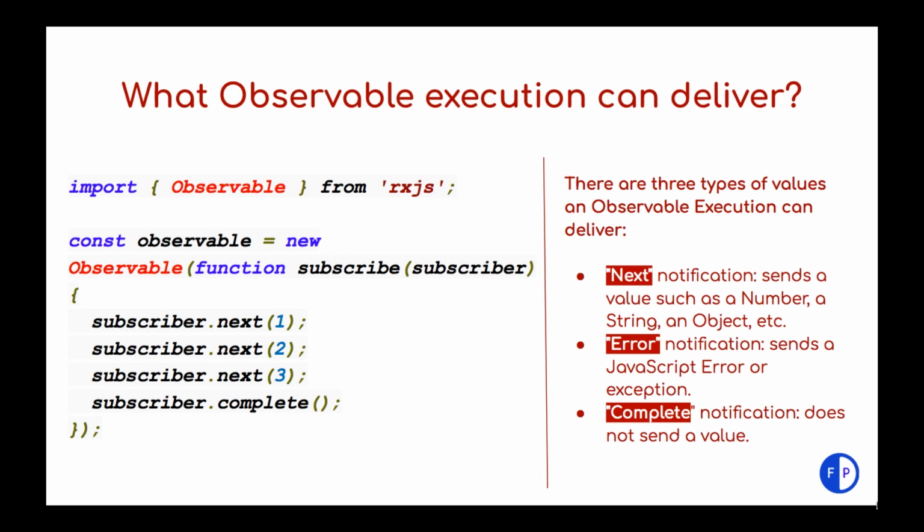And once you are done with that observable, you can trigger complete. It does not send any value. It says that okay, I'm done, I'm not going to send any further values.